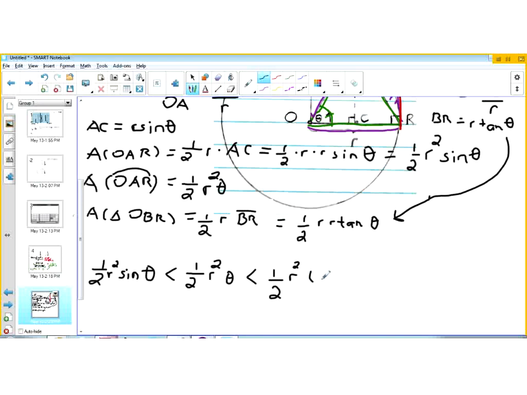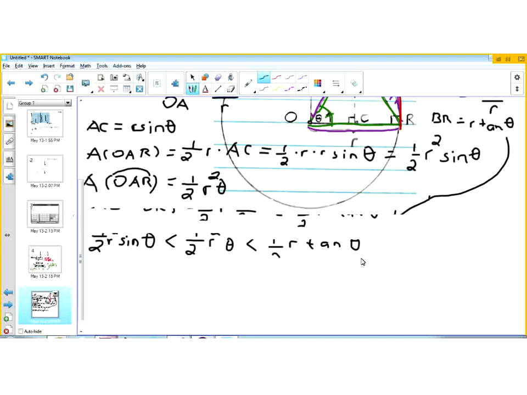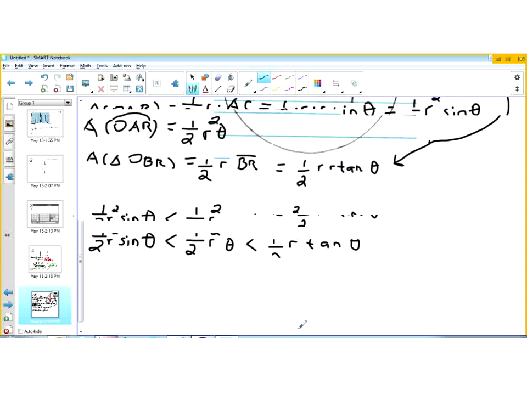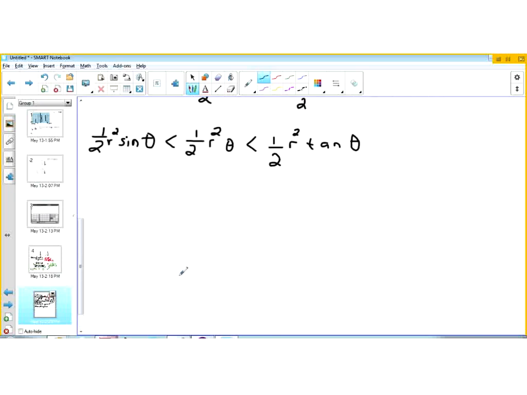Okay, now since r is not 0, we can cancel out the common terms of this inequality and still retain the inequality. So let's do that. If I cancel 1/2 r squared from each of the terms in the inequality, I'm left with sine theta is less than theta is less than tan theta.